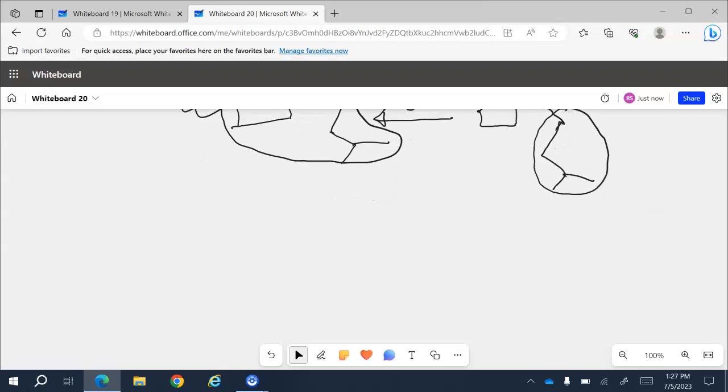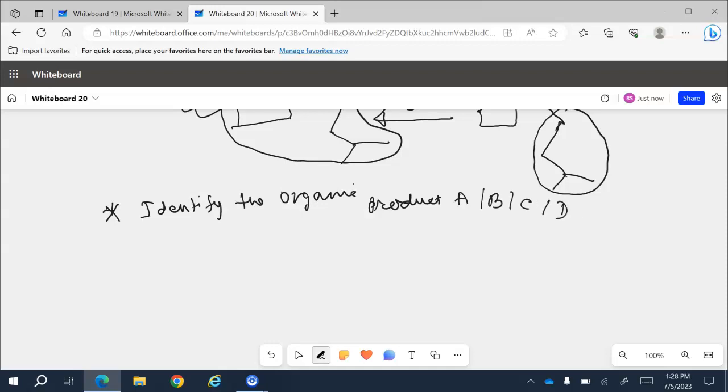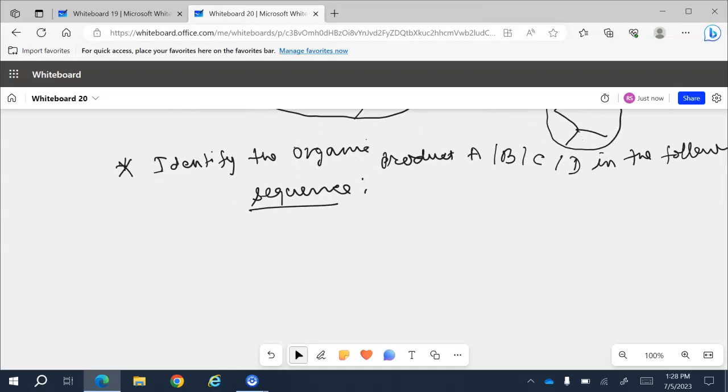Suppose, sometimes you will have a problem like: identify the organic product A, B, C, D in the following sequence. This is also a problem from your assignments. So here the problem is like this.